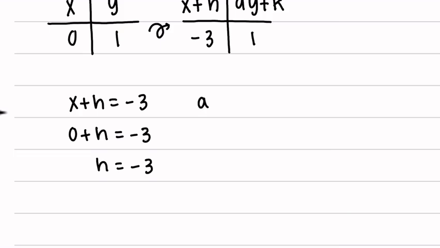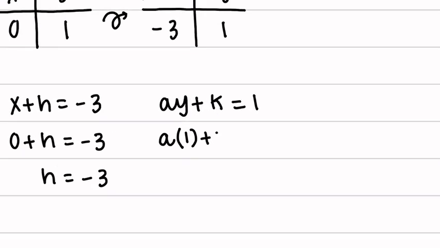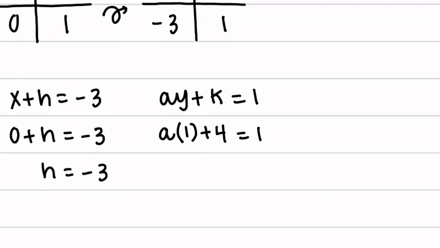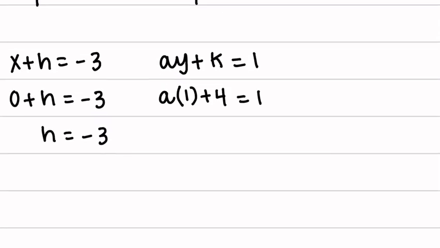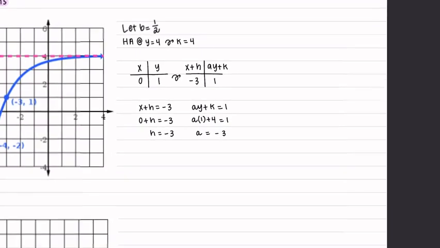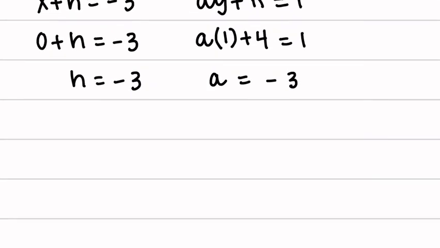I can also set up the equation ay plus k, and I know that results in 1. The original y value that I did this transformation to was also 1. So a times 1 plus our k value, k is 4, equals 1. So what's interesting here is just because 1 resulted in 1 doesn't mean that there wasn't a transformation. When we solve, we get a equals -3. So now I have my a, h, and k.